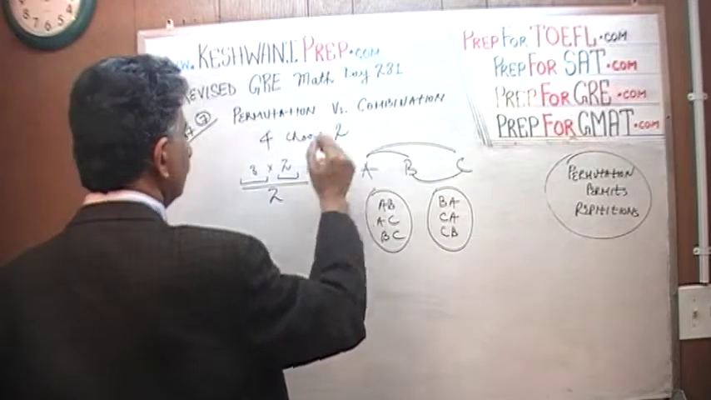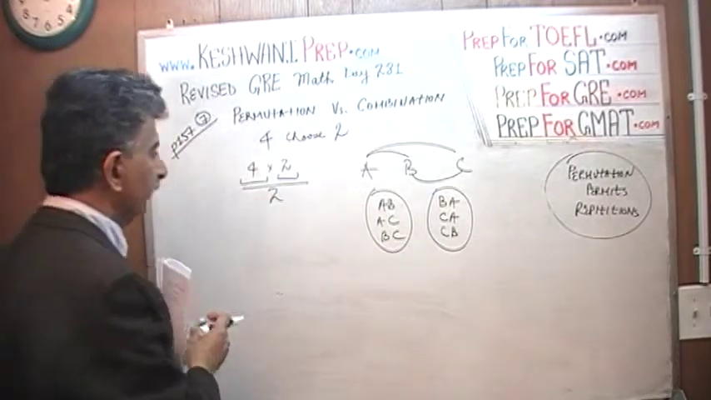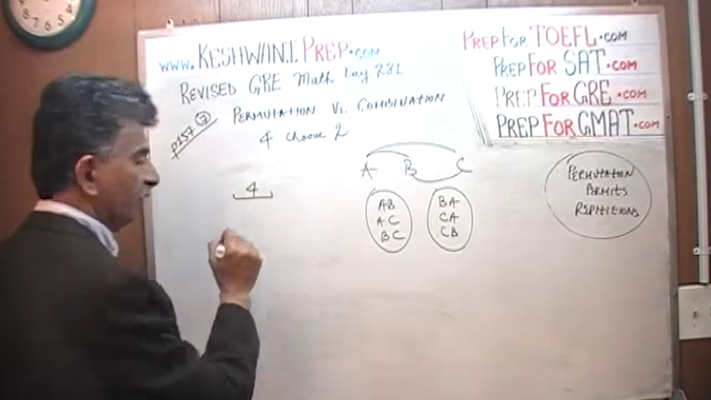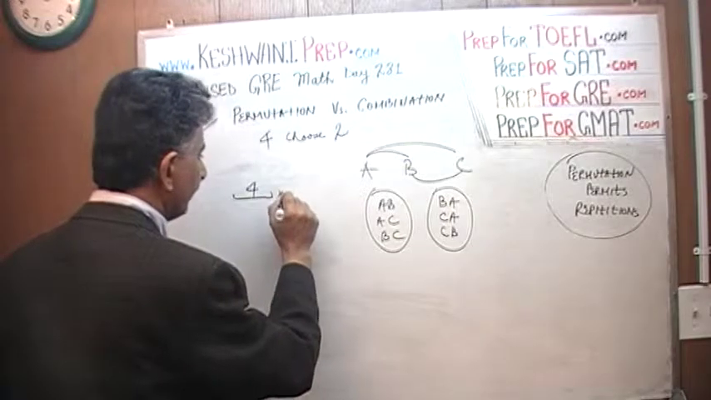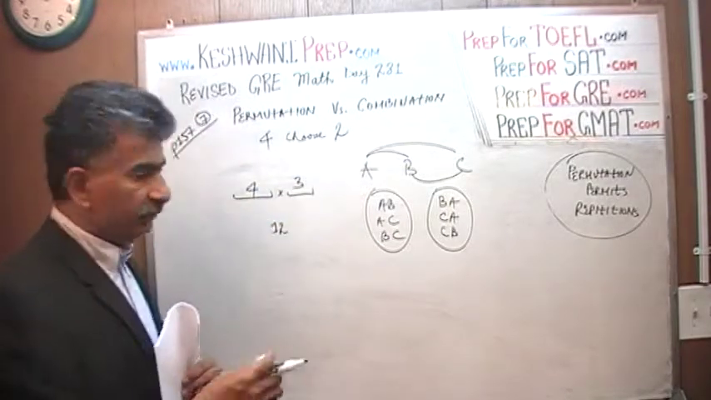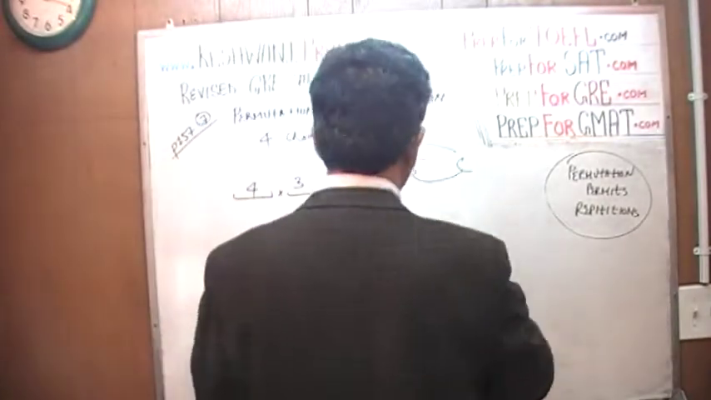4 choose 2. In which case there are 4 different ways of choosing a first person, and then 3 different ways of choosing a second person. There's going to be 12 different ways, and we'll see this in a second here. There would be 12 different ways.